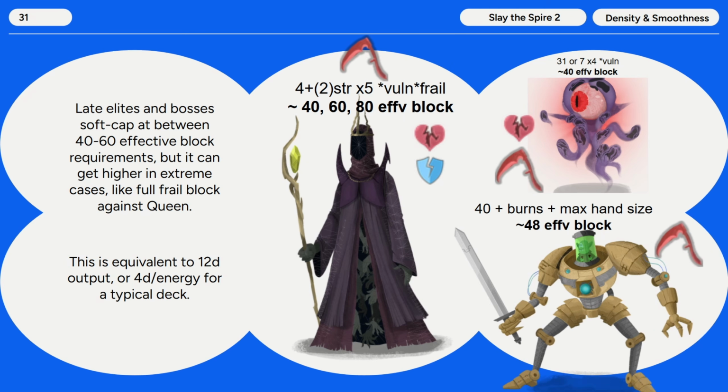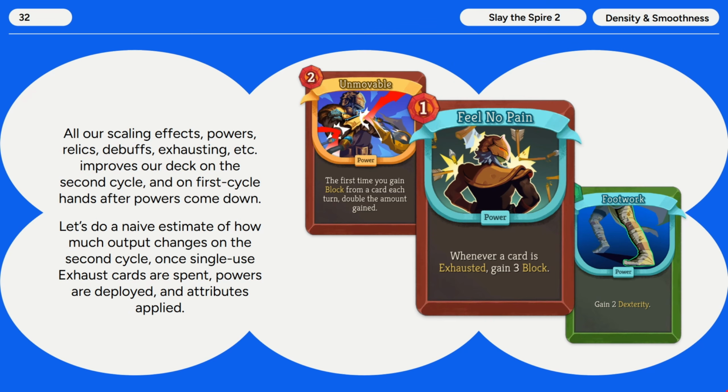But what these bosses are asking for is somewhere in the range of 12 defense worth of output. So 4 defense compression per energy for the typical deck. What did we see earlier? How do you approach that kind of number? That's like saying you need to play 4 copies of Spiral Defend with a Footwork in play. That's really quite a lot. But we can get there.